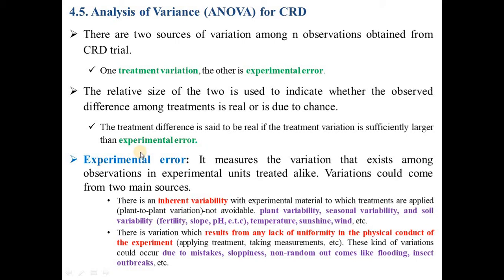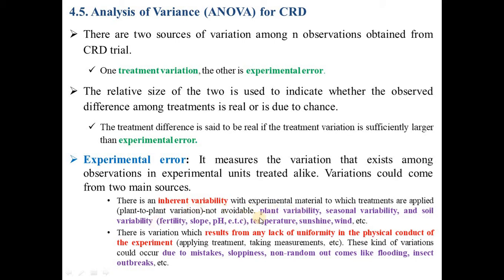That means experimental error measures the variation that exists among the observations in experimental units treated alike, and the variations could come from two main sources: from the inherent variability, that means natural variability, and the results from any lack of uniformity in the physical conduct of the experiment. In case of inherent variability with the experimental material to which treatments are applied, it may arise from plant to plant variation, and also plant variability.